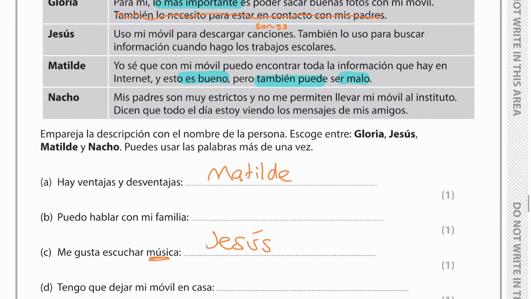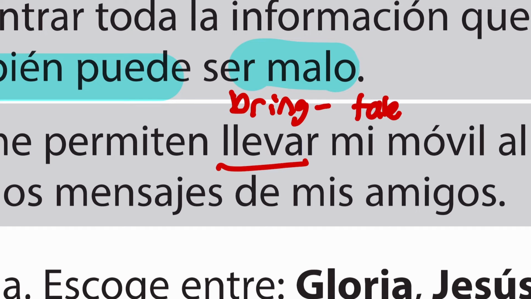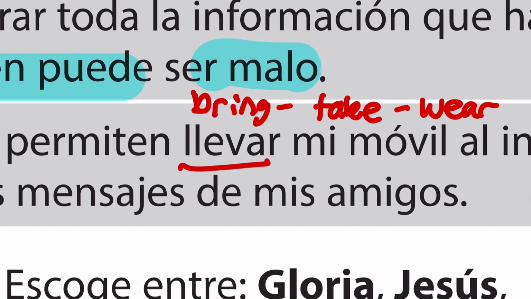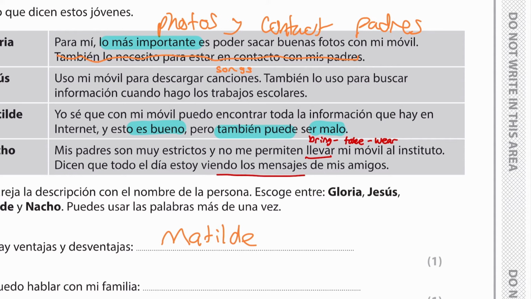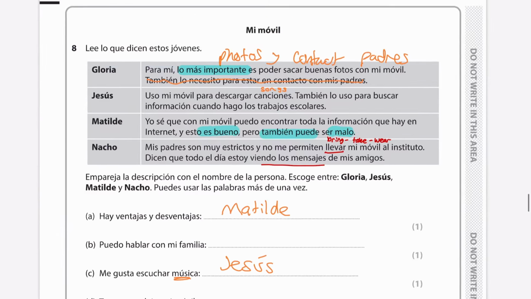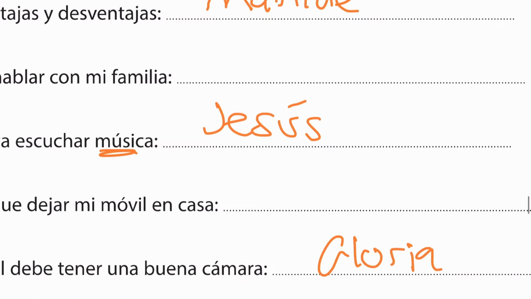Last but not least, Nacho. Mis padres son muy estrictos y no me permiten, they do not allow me to bring my phone. Llevar is a really, really important word. It can mean 5 different things, but in this case, bring, take, it can mean wear. Yes, in this case, bring my phone to school. They say that the whole day I'm looking at the messages of my friends. So this one has to be about can't take his phone outside of his house, I think. So this is Nacho.